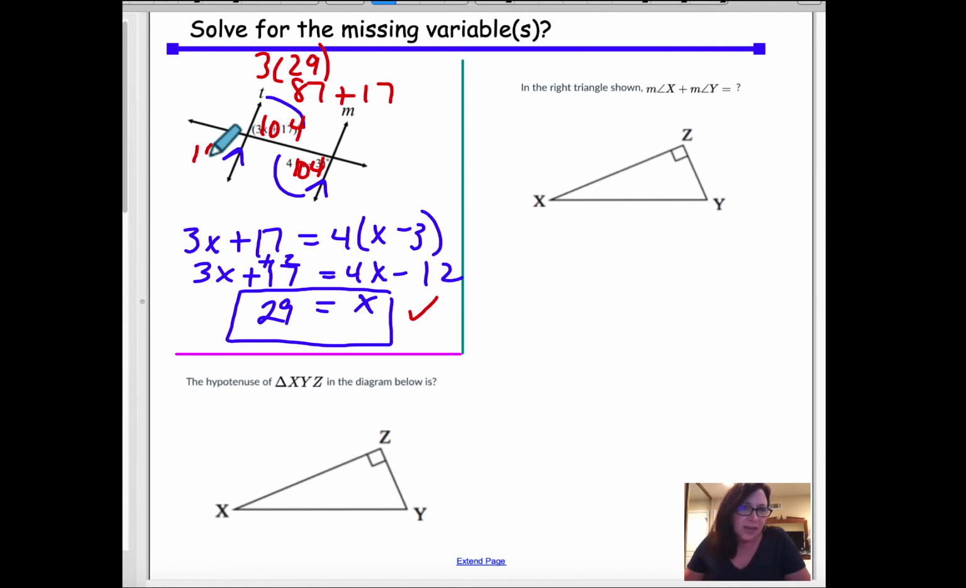Just note, I can ask you about this vertical angle. I can also ask you, say, what's that angle? That's supplementary to 104.